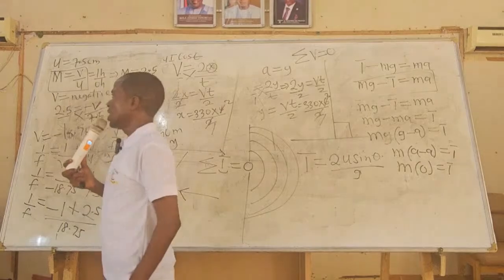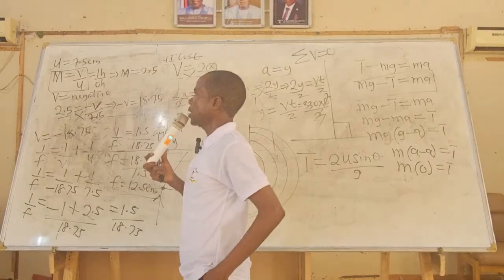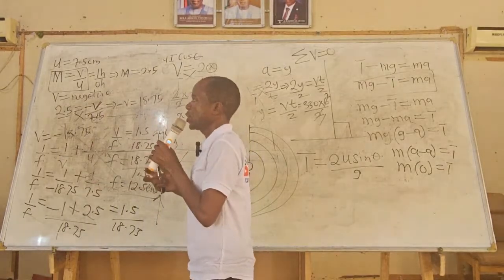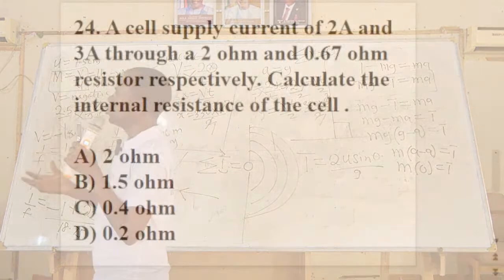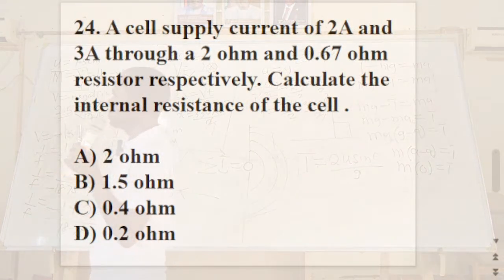Okay, it says a cell supplies current of 2 ampere and 3 ampere through a 2 ohm and 0.67 ohm resistor respectively. What does that mean? It means that the current of 2A passes through the 2 ohm resistor and the current 3A passes through the 0.67 ohm resistor. The question is now asking us to calculate the internal resistance of the cell. So let's clean this and see how we can tackle this.